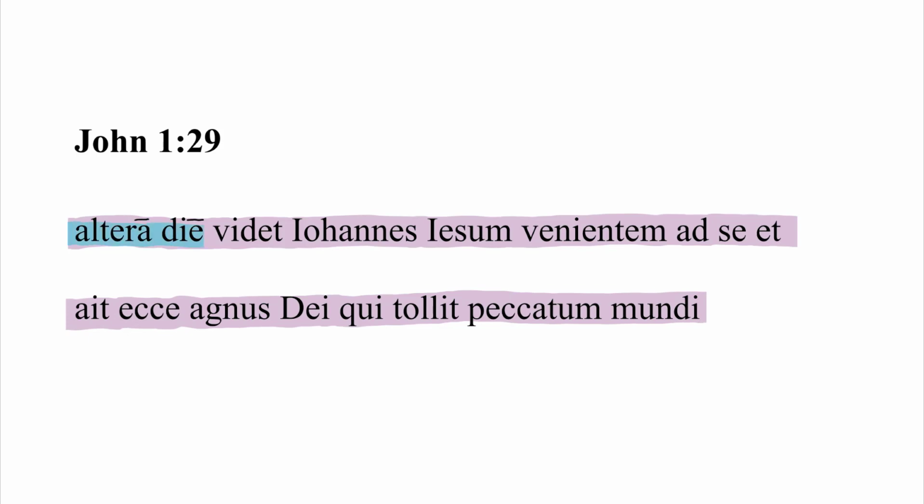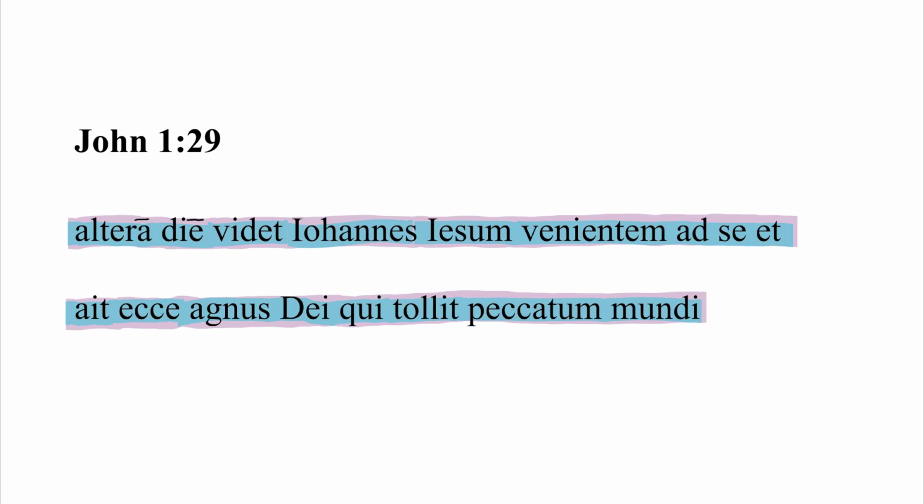On the next day, John sees Jesus coming toward him, and he says, that is John the Baptist, "Behold," or "Look, the Lamb of God, who takes away the sin of the world." Now the evangelist is continuing on to subsequent events. We're done with the delegation from Jerusalem and John's responses to them.